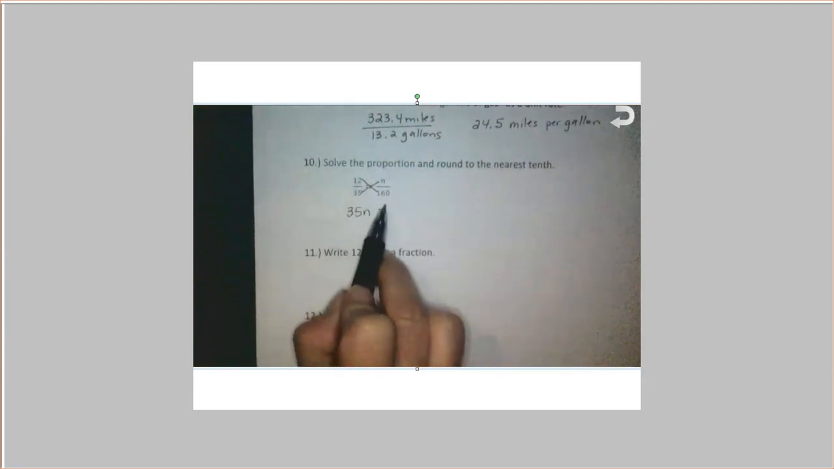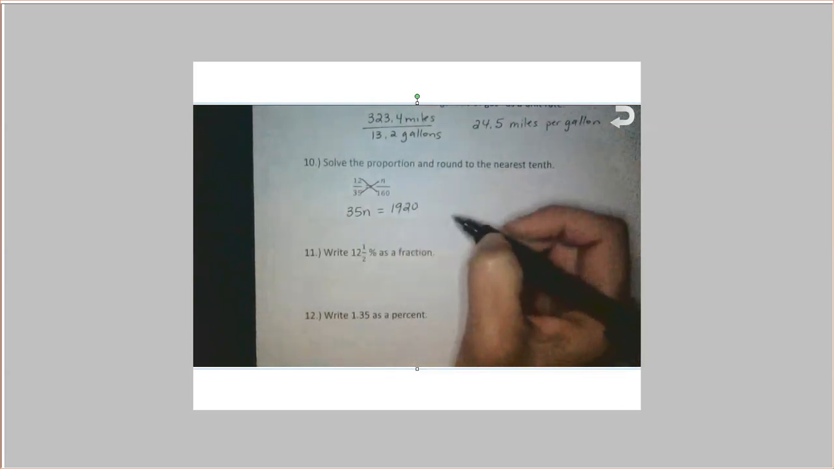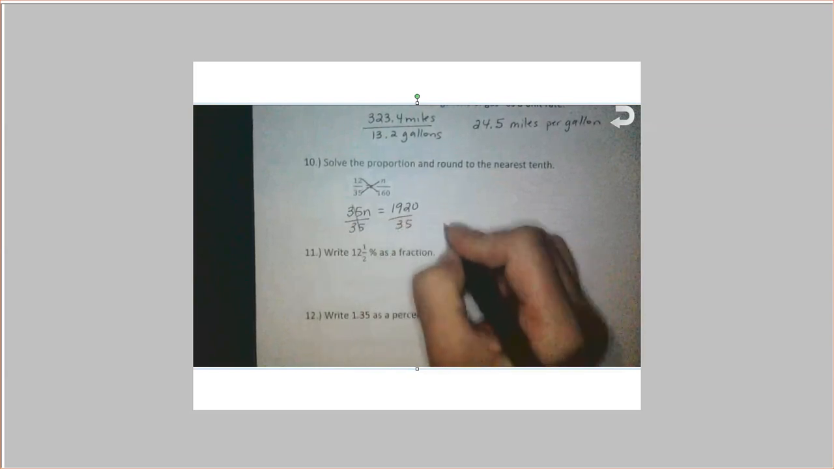Okay, remember, there's more than one way to solve the proportion, but cross products always works. So I can multiply across 35 times n will equal 12 times 160. 12 times 160 is 1,920. And then we will divide by the number in front of the variable. So n will equal, I'm going to carry that out with my calculator a couple of places here. Okay, this actually goes on a lot further, but it asks me to round to the nearest tenth place.